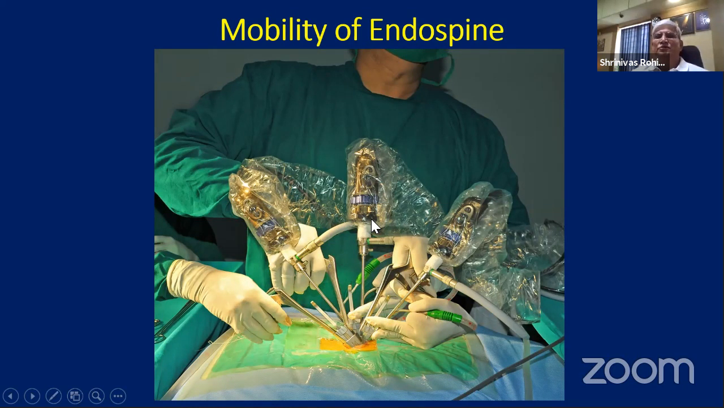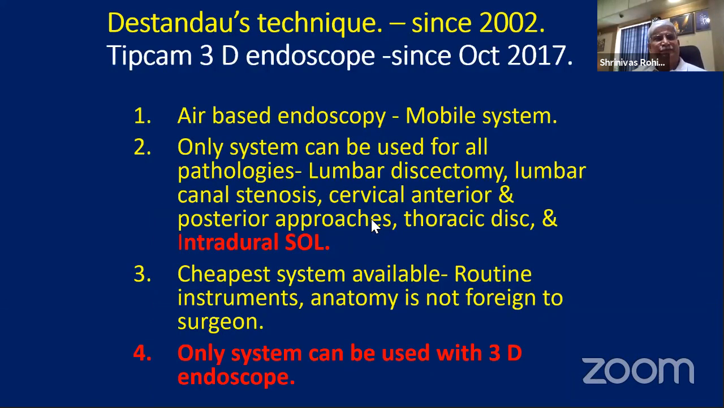So this is the difference between the fixed tubular retractor and the mobile one, the physics of it, the tip of the instruments and the angle of the endoscope. Now we'll go to the Destination technique. I have been using it since 2002, and the 3D endoscope since 2017.